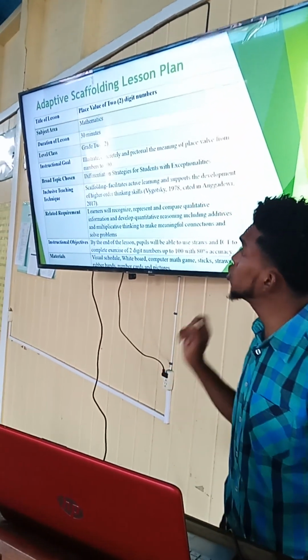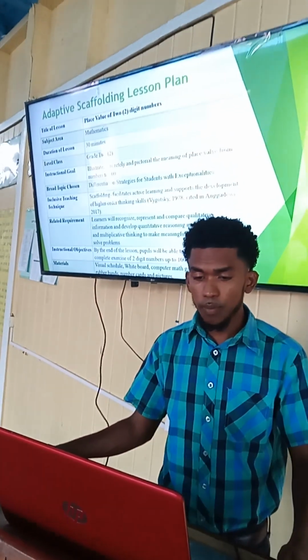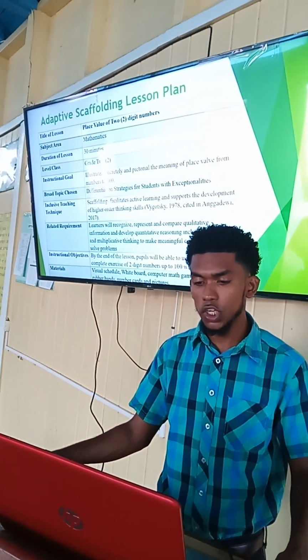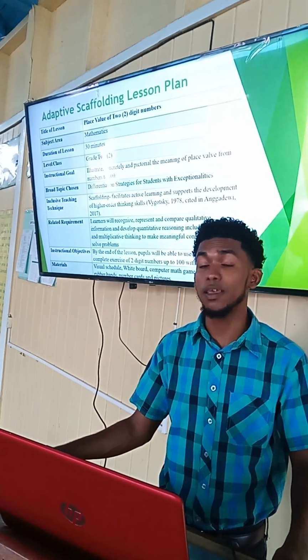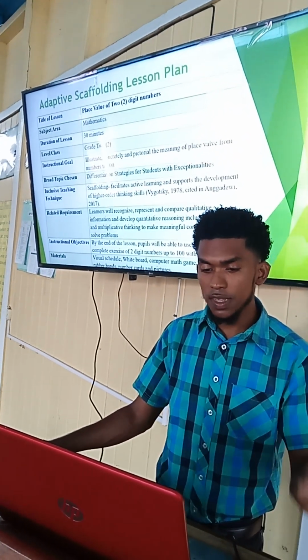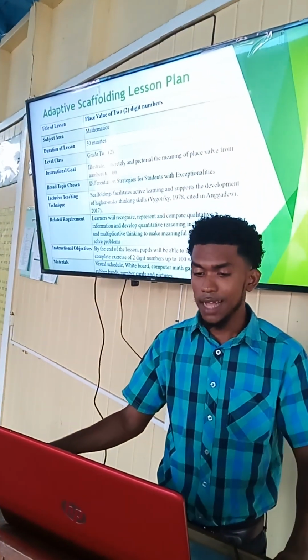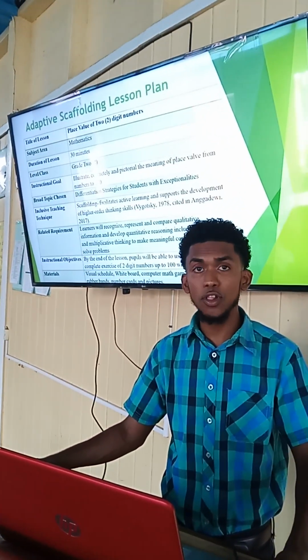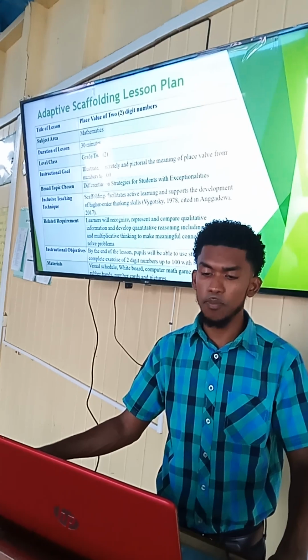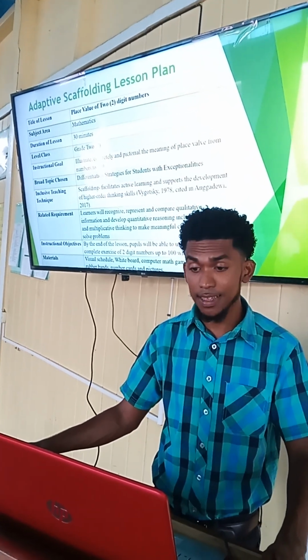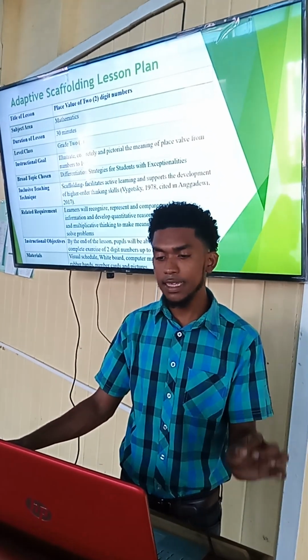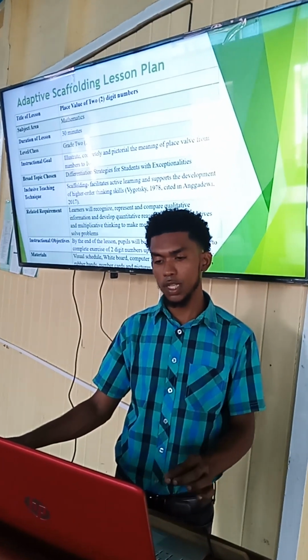The broad topic chosen was differentiation strategies for students with exceptionalities. And an inclusive teaching technique would have been scaffolding, as I mentioned earlier. Scaffolding facilitates active learning and supports the development of higher-order thinking skills, and Vygotsky, 1978, would have mentioned this.